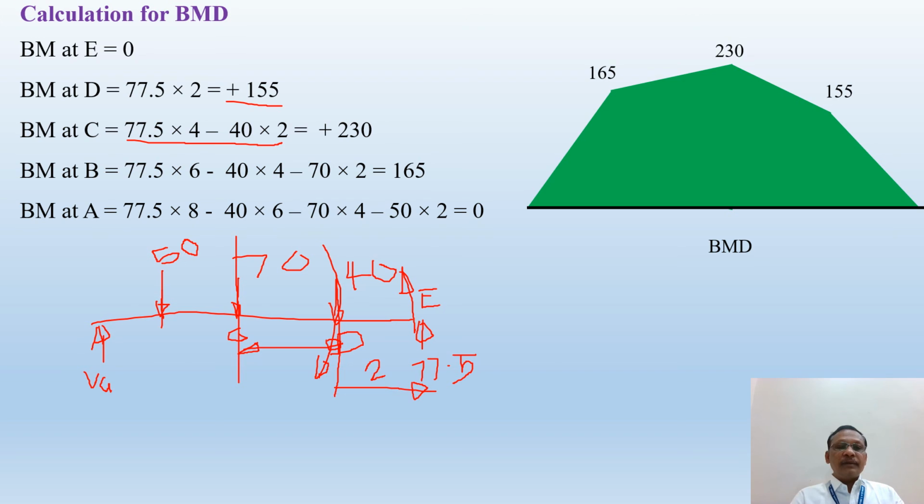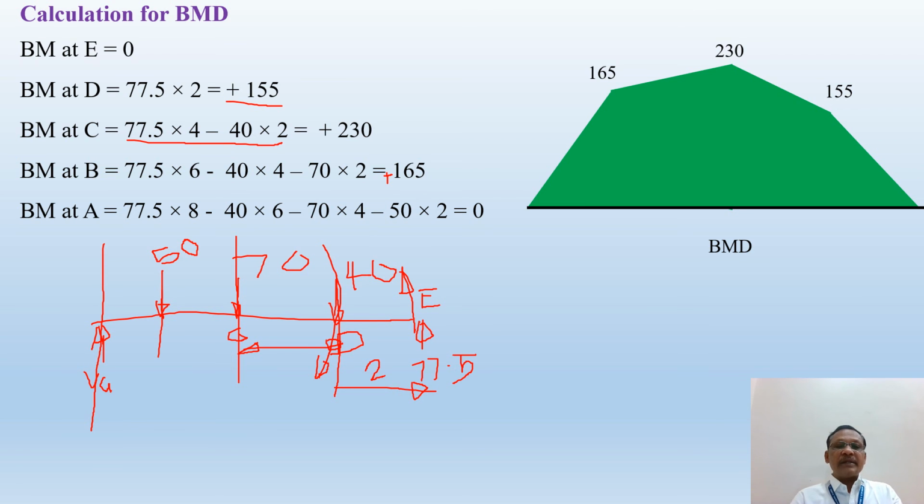Then bending moment at B. How many forces are acting on the right hand side of this B? 77.5, 40 and 70 are the three forces acting on the right hand side. So 77.5 creates anti-clockwise, positive; 40 clockwise, negative; 70 clockwise, negative. 77.5 into the perpendicular distance 6, the sign is positive because anti-clockwise. 40 into 4, where 4 is the perpendicular distance of 40, and it will create a clockwise moment, that's why the sign is negative. Then 70 also creates a clockwise moment, it is negative, and the perpendicular distance is 2, so we'll get a positive result.